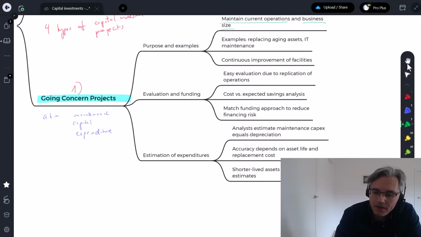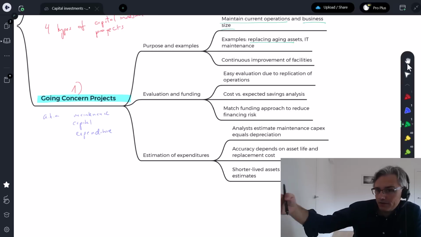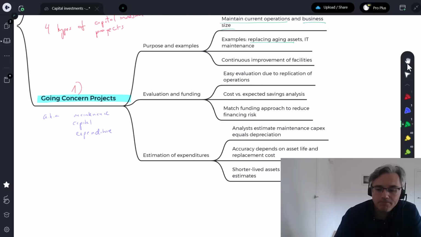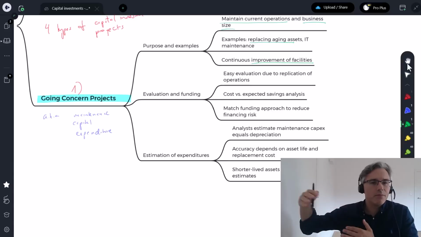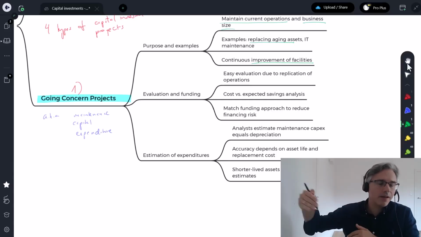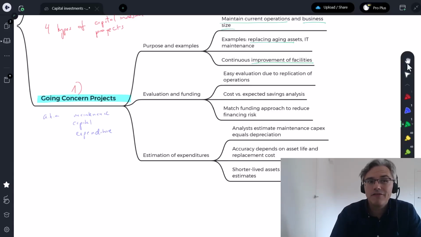So you can think about some examples: replacing assets which are near the end of their useful life, IT maintenance, hardware maintenance, software maintenance, or just maintaining or even improving existing facilities. But that's not with the aim of being able to expand, but just keeping the thing going pretty much as it is.